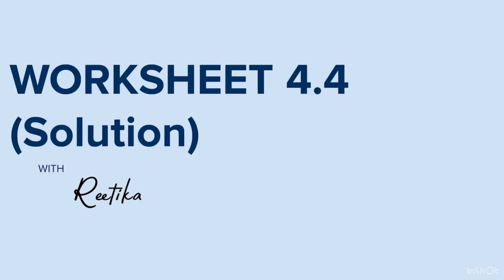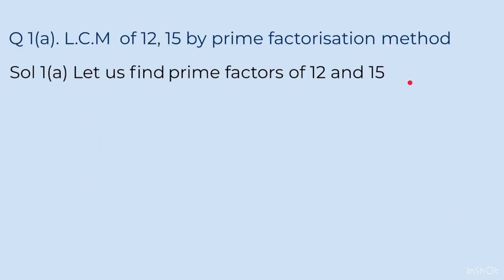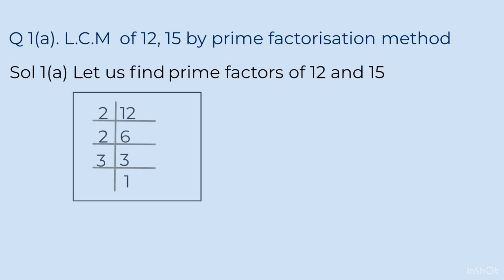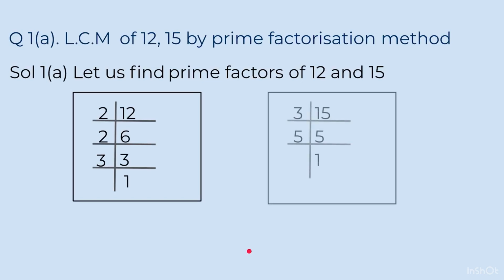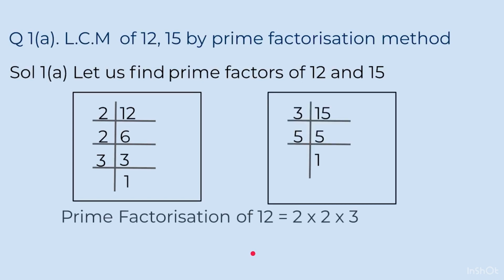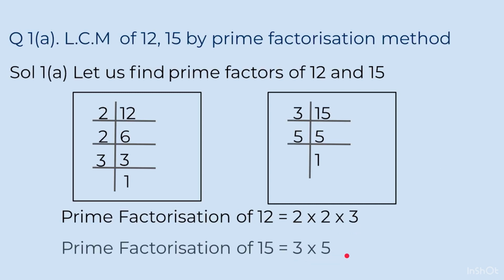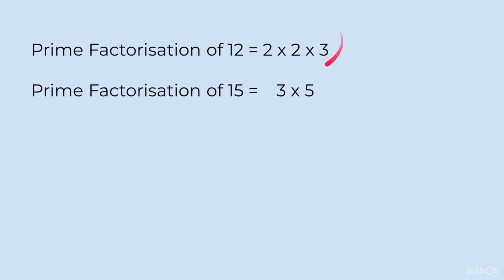Solutions to worksheet 4.4. A part was to find the LCM of 12 and 15 by the prime factorization method. So we will find the prime factors of 12 and 15. 12 is equal to 2 into 2 into 3 and 15 is equal to 3 into 5. The only common pair I can see is of 3.